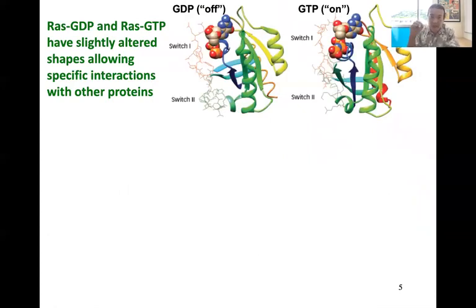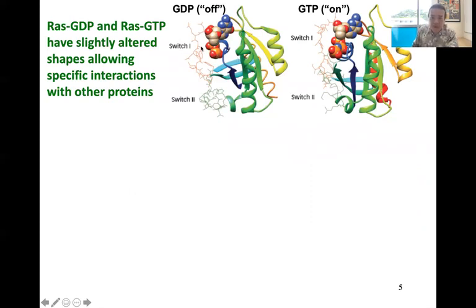But let's look at how this switch from GDP to GTP activates RAS. So here on the left is the off state of RAS. So this is just part of RAS. It's not the complete protein, but it's just the part that's relevant to our discussion, because this is where it binds to the guanosine nucleotide. So here's GDP, you can tell, because it has 2 phosphate groups in here.